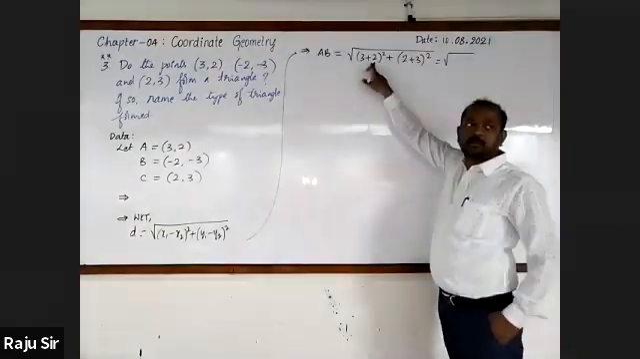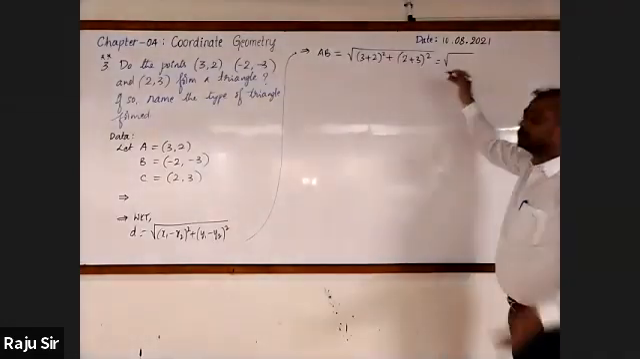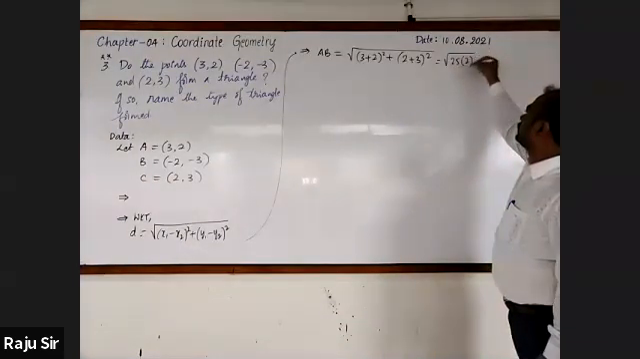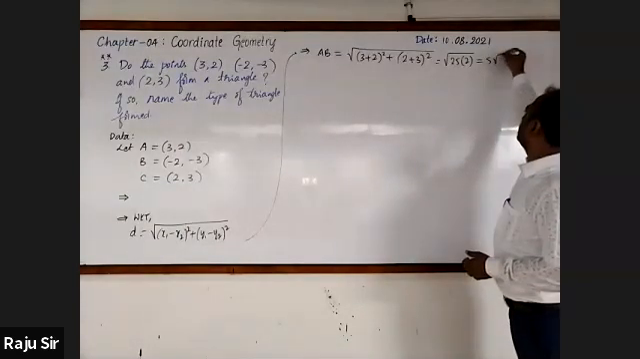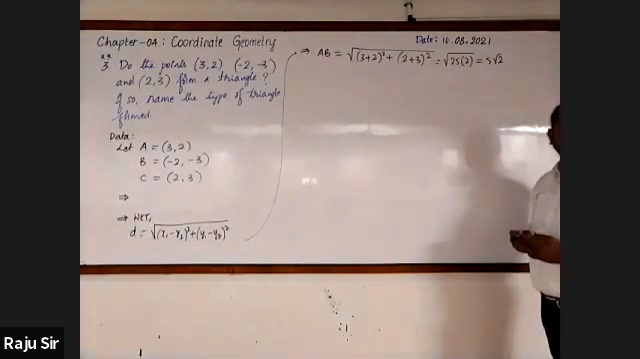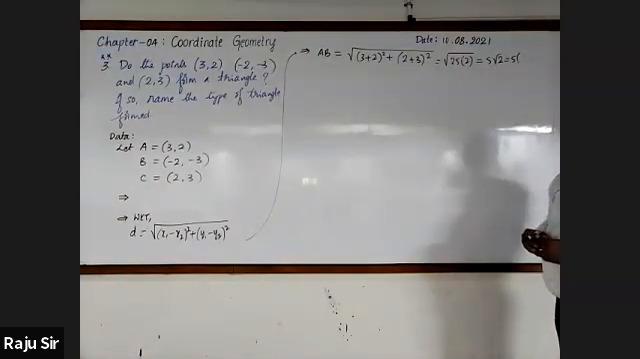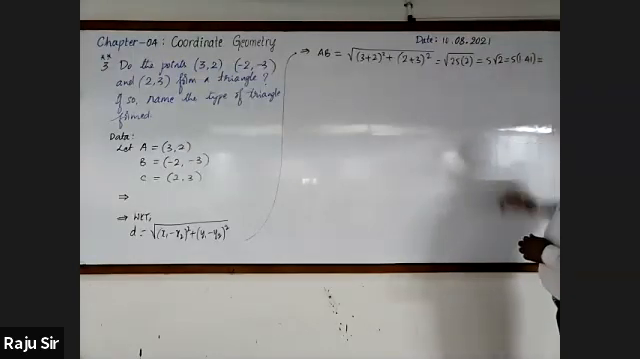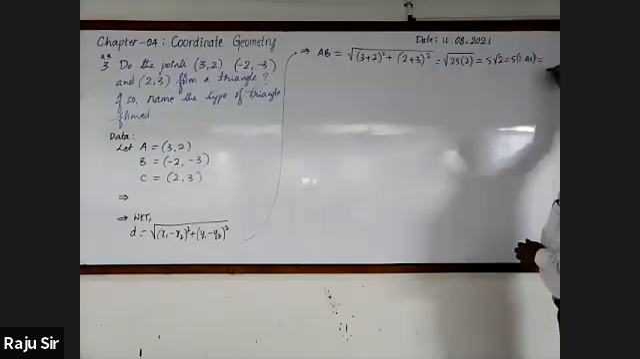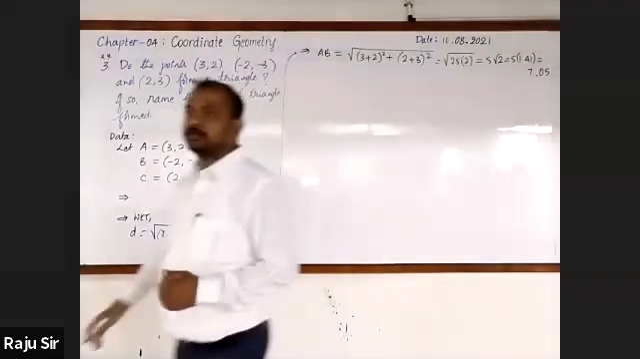Which is equal to the square root of: 3 plus 2 is 5, 5 square is 25. Here also 25. 25 two times. Square root of 50 is 5 into root 2. If you want to simplify, you can substitute the value for root 2, which is 1.41. 5 ones are 5, 5 fours are 20, 2 is a carry, 5 ones are 5. It is 7.05. This is the AB value.